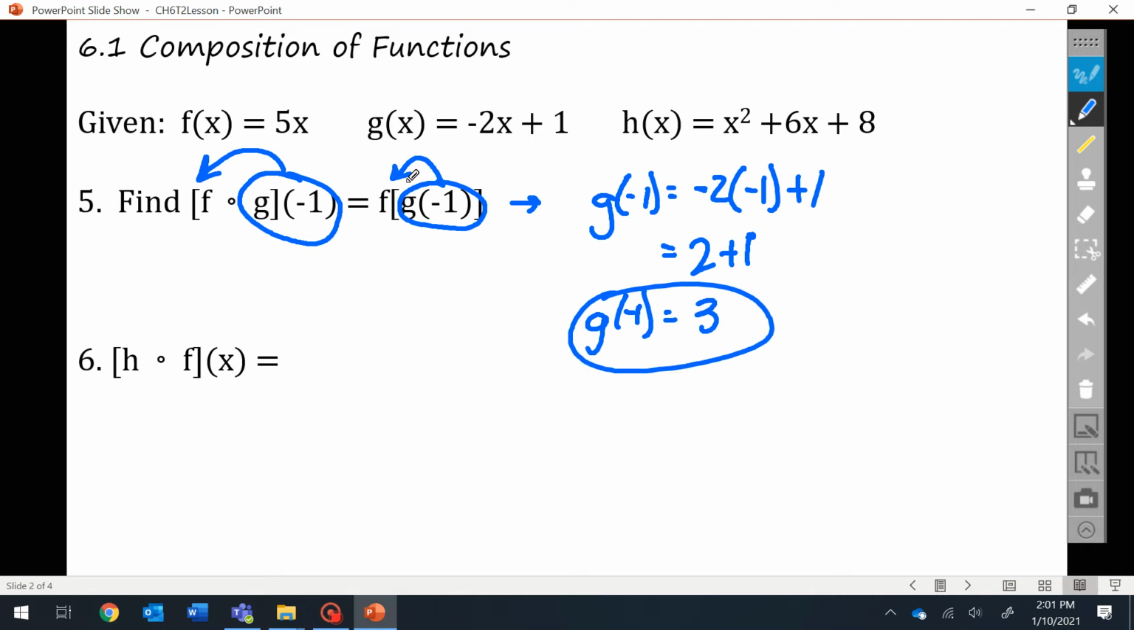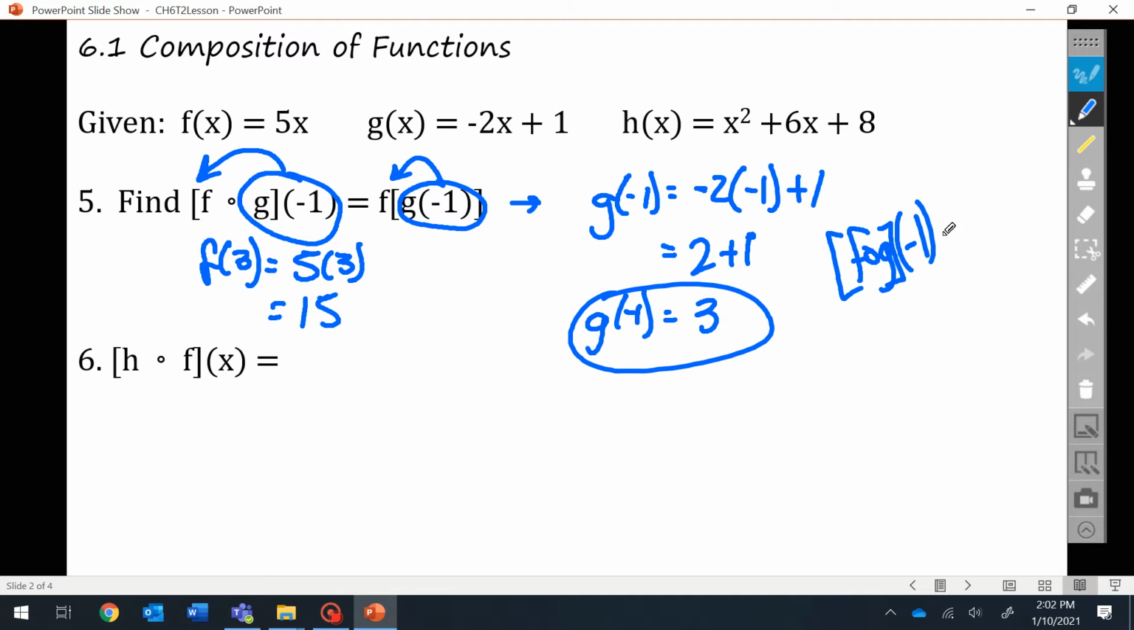So I'm going to be using 3 as the input for the f function. So I'm going to be looking for f of 3. So 5x, so 5 times 3, which is 15. So we can say that f compose g of negative 1 equals 15.